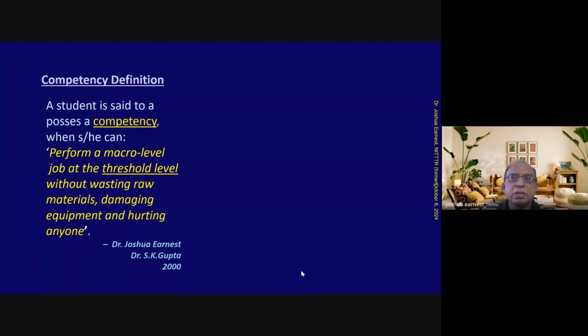Okay. Now, what is this competency about? How do you define it? A student is said to possess a competency when he or she can perform a macro level job at the threshold level without wasting raw materials, damaging equipment, and hurting anyone. This is what the industry expects of every competency which the student will possess and come to them with, right? Now, how is this competency developed? That's what we are going to see.